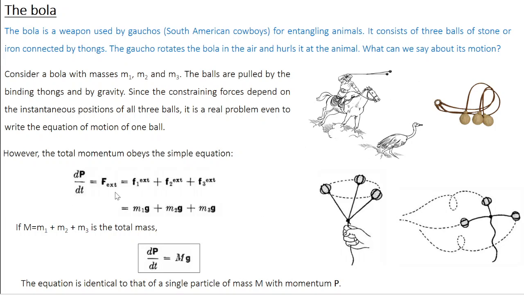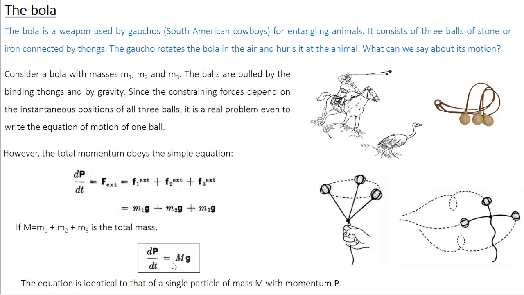So the total external force I can write in terms of the external force acting on each of the individual masses as F1 external plus F2 external plus F3 external. And in terms of the mass, I can write it as M1g plus M2g plus M3g. If you call capital M the total mass of the system, then capital M is M1 plus M2 plus M3. So my equation of motion gets simplified as dp by dt equals capital Mg.